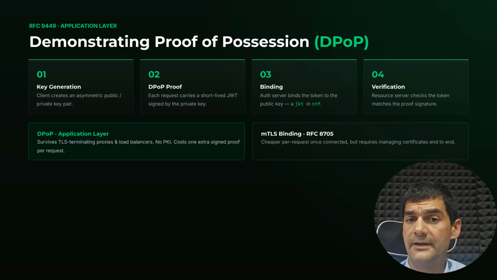DPoP lives up at the application layer. The proof rides in an HTTP header, so it survives intermediaries, like a TLS terminating proxy or a load balancer, where an mTLS binding would get lost. And it needs no PKI. The cost is an extra signed proof and an asymmetric check on every request. mTLS binding is cheaper per request once the connection's up, but you're managing certificates end-to-end. Pick based on where your trust boundary actually sits.